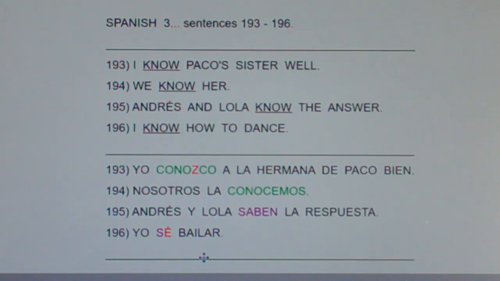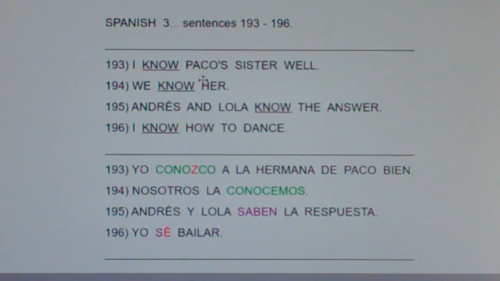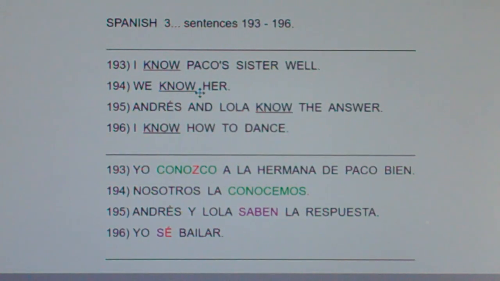Now, in Spanish, there are 2 ways to do everything. There are 2 ways to say you: tú and usted. 2 ways to say to be: ser or estar. 2 forms of past tense. And there are 2 ways to say know. For a fact or how to, you have to use saber. For knowing people or places, you must use conocer.